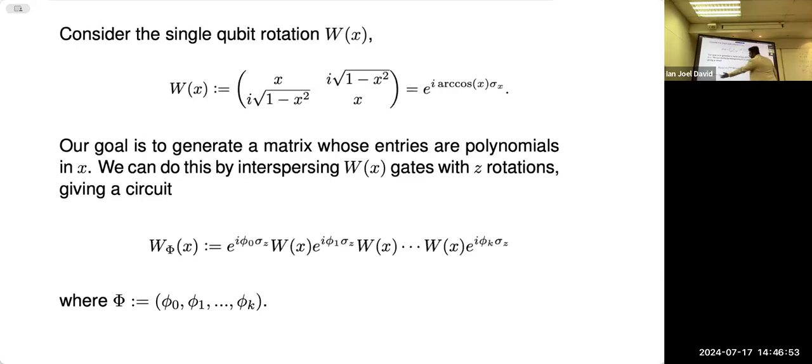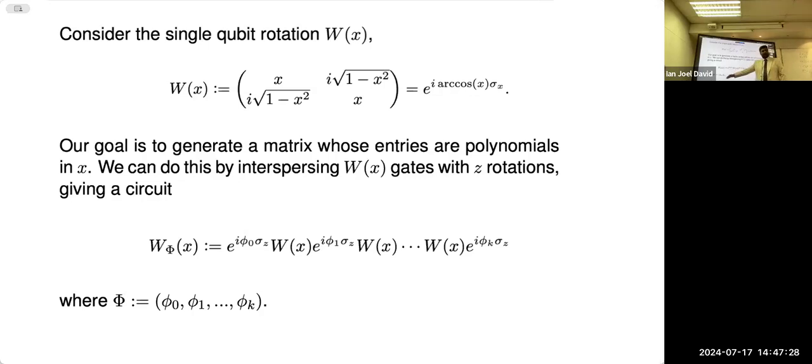So, this Phi is just a couple of functions, phi 0 to k. They can be scalars, they can be functions which take input, but for now, just consider them as arguments phi 0 to k. And by interspersing these rotations with these e to the i phi sigma z gates, we are able to do this. We can generate a matrix with polynomials. Those entries are polynomials of x. Okay? So for the most part, we treat these as just numbers, these phi 0 to phi k.